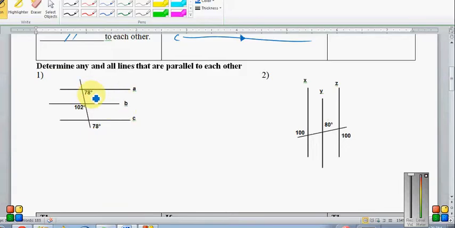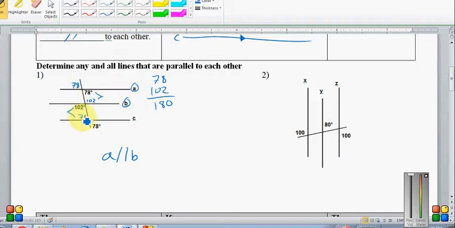So determine any and all lines that are parallel to each other. Here we've got a 78-degree angle right here, which would mean we have 78 here. 78 here means 78 here. I'm just filling in our vertical angles. 102 here would mean 102 here. These two angles are same side interior angles, so we could check to see if these are supplementary to see if A and B are parallel. 78 plus 102 does give us 180 degrees. So A is parallel to B because our same side interior angles are supplementary.